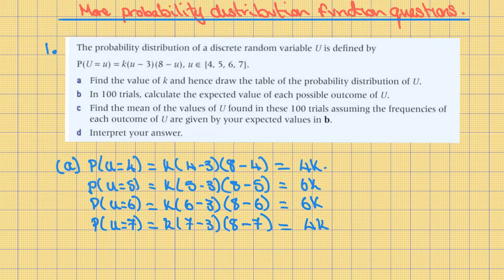The probabilities added together must equal 1. Therefore, 4k plus 6k plus 6k plus 4k equals 1. Therefore, 20k equals 1. Therefore, k equals 1 over 20. Therefore, the table of probability distribution of U will look like this.